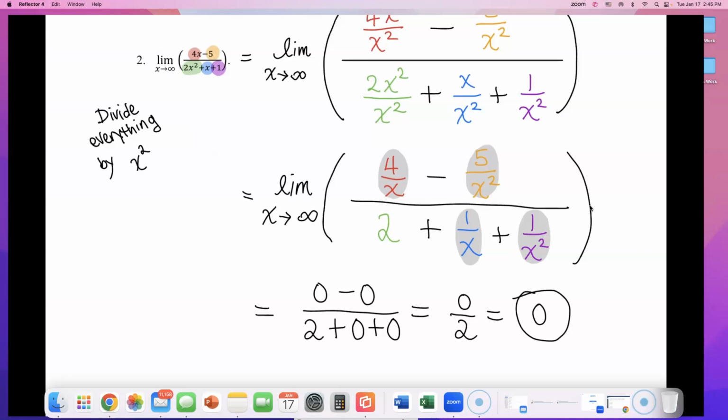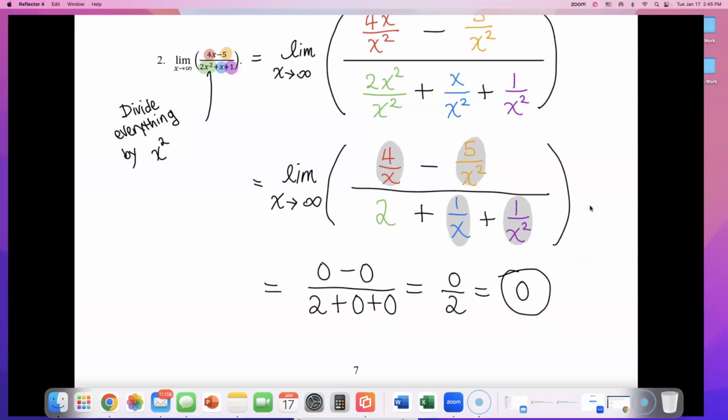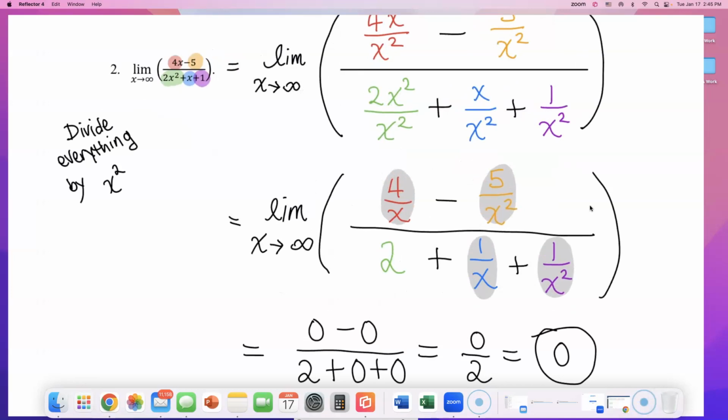And if you graph this, you will see a horizontal asymptote at y equals 0. Whenever the degree of the denominator is bigger than the degree of the numerator, that's what's going to happen. We'll automatically have a horizontal asymptote at y equals 0. And it's because the bottom is getting bigger quicker. Okay? So you have a small number and a much bigger number dividing, and that's approaching 0, okay?